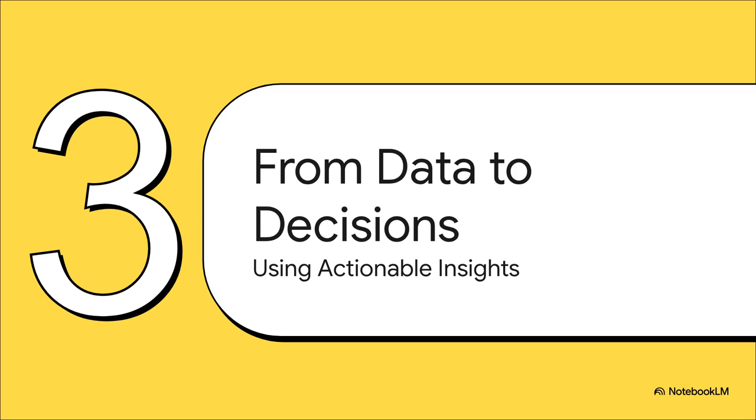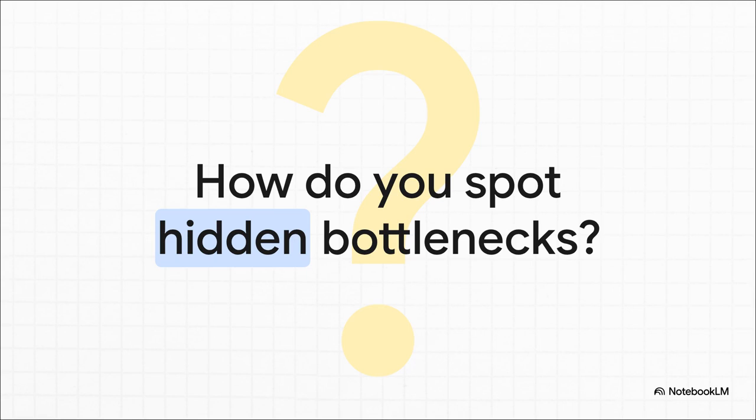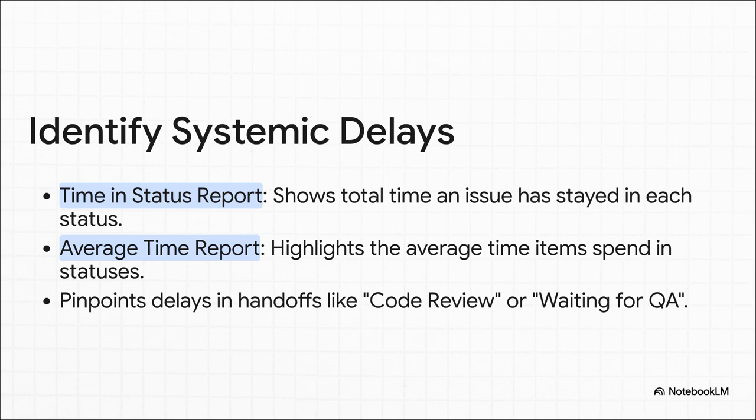Okay, so you've installed it, and now you have this whole new layer of visibility. So what? How do you actually turn all this new data into smarter, faster decisions? Let's break it down. Let's start with the classic mystery, the task that just disappears into a black hole. You know the one. It sits in a status like in review for what feels like an eternity, and no one's quite sure why. This is where the Time in Status report is your go-to. It tells you, down to the minute, how long every single issue has spent in every single status. Then, you can use the average time report to zoom out and spot the bigger trends.